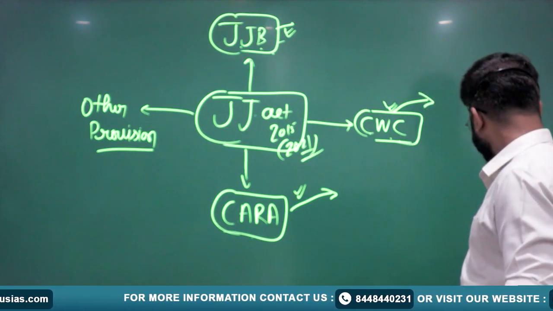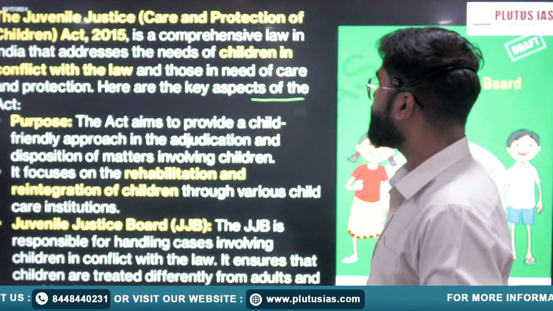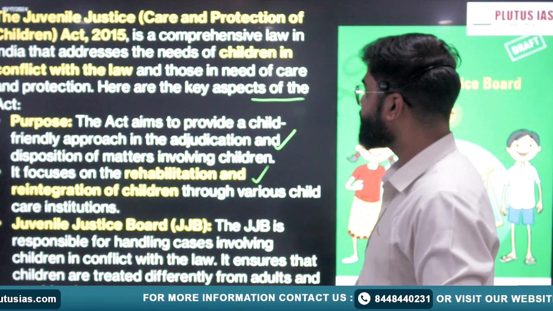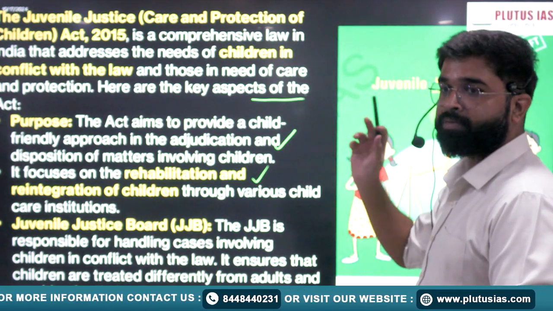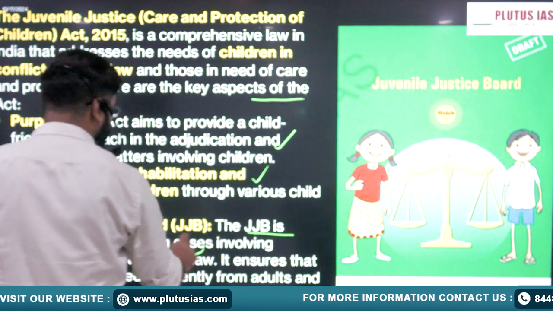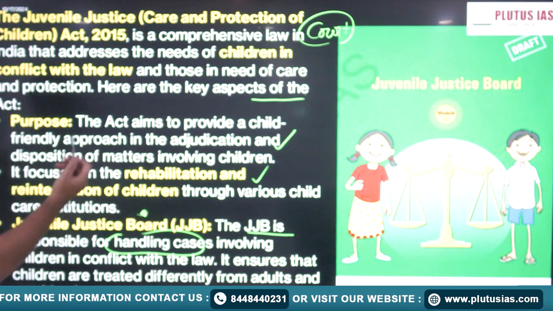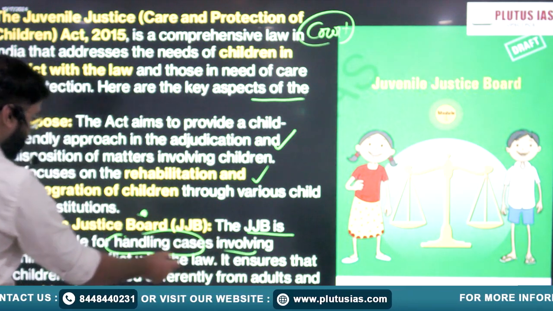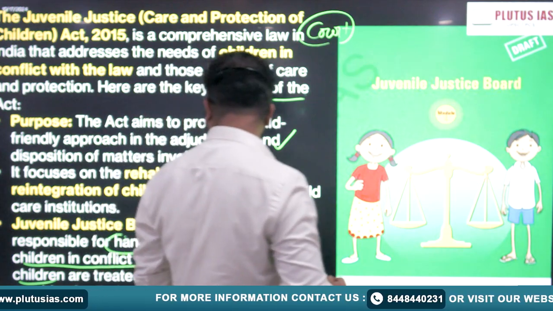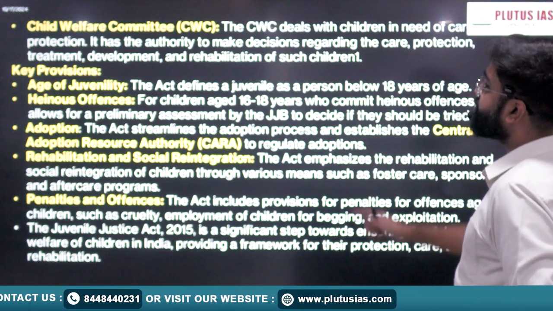Okay, what are the other provisions? Purpose: the act aims to provide a child friendly approach in the adjudication and disposition of matters involving children. It focuses on the rehabilitation and reintegration of children through various child care institutes. Juvenile Justice Board: first thing, the Board is responsible for handling cases like the normal court for normal people. Juvenile Justice Board is nothing but the court for juveniles, handling cases involving children in conflict with the law. It ensures that children are treated differently from adults and provides for their rehabilitation. So this is the first institute with statutory status.